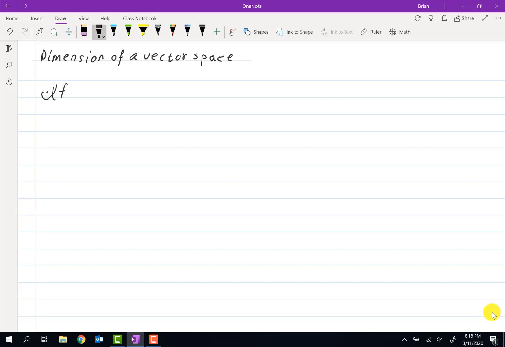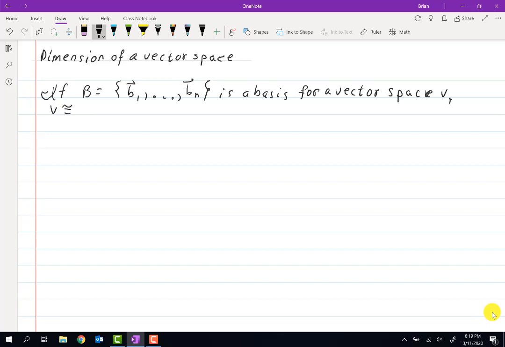Suppose B equals B1 up to Bn is a basis for a vector space V. Then we've seen that V is isomorphic to Rn. That little symbol that I used there just means isomorphic. That means it is just like Rn in the way it behaves.